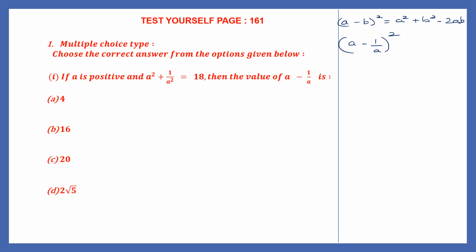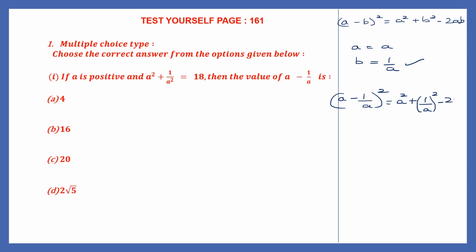So here this is going to be now, like I said, a is a and b is 1 by a, and we're going to now substitute wherever we need to. Now a square will simply be the same a itself here, so I'm going to write a square plus b square, and b is 1 by a, 1 by a the whole square minus 2 into a into 1 by a. So let me write it a little this side.